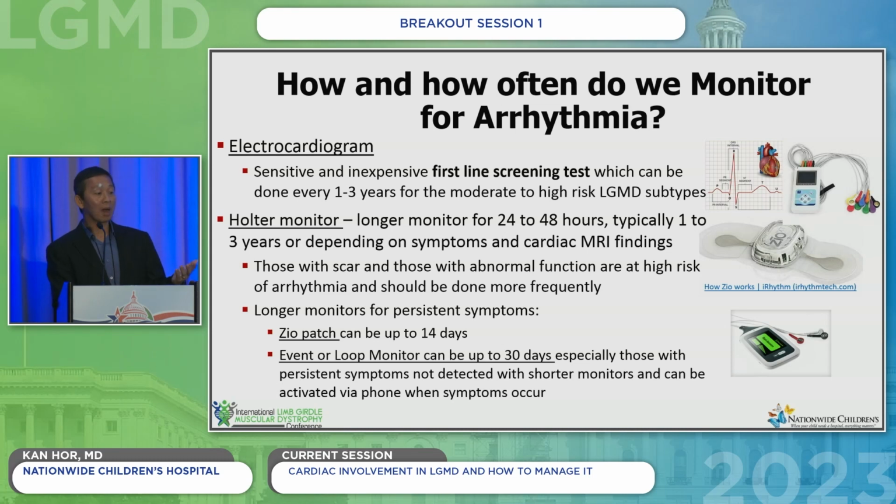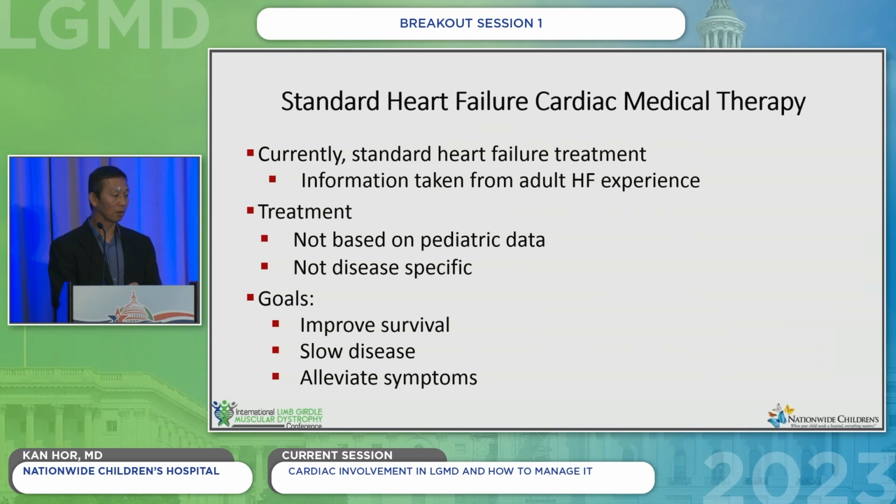All right, how do we monitor? So there's been some paper that says probably electrocardiogram is really sensitive. If it's completely normal, you may be okay, but sometimes it's not the best test. If you have palpitations, you can put on a Holter monitor for 24, 48 hours. If you have persistent symptoms that are not common, we could put something called a Zio patch, which is longer, up to 14 days. Despite all that, if you still have symptoms and we don't catch you, we can put what we call an event monitor for 30 days.